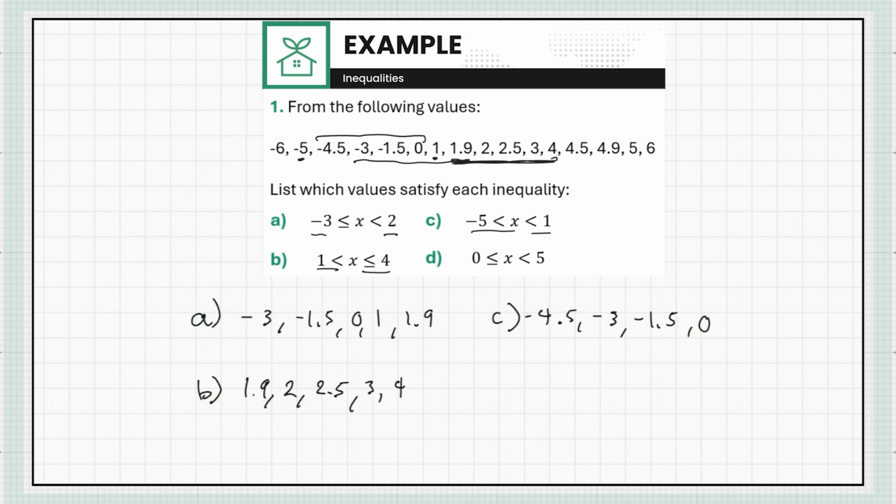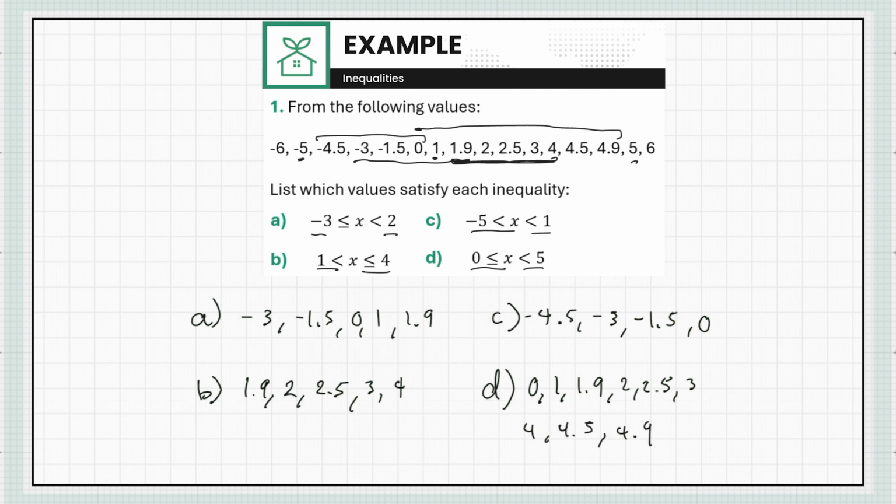Alright, let's look at the next one. For D, x is greater than or equal to 0. So we can be equal to 0, but we must be less than 5, not equal to. So we're going to go from 0 all the way through to 4.9 because we can't equal 5. So it's going to be 0, 1, 1.9, 2, 2.5, 3, 4, 4.5, and 4.9.